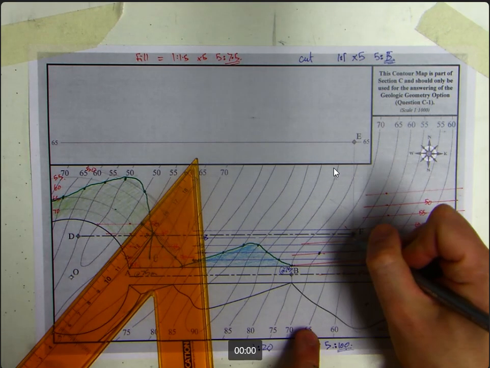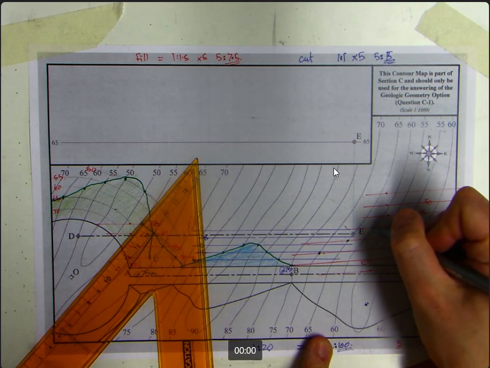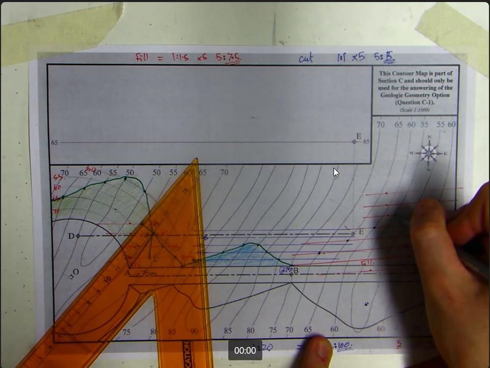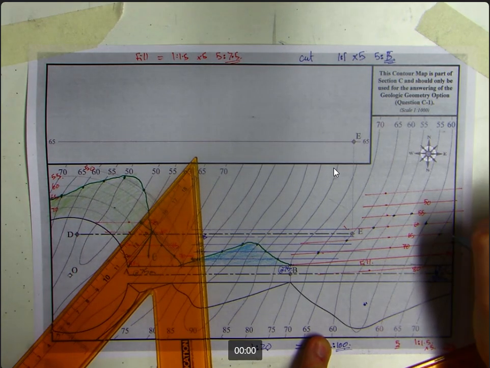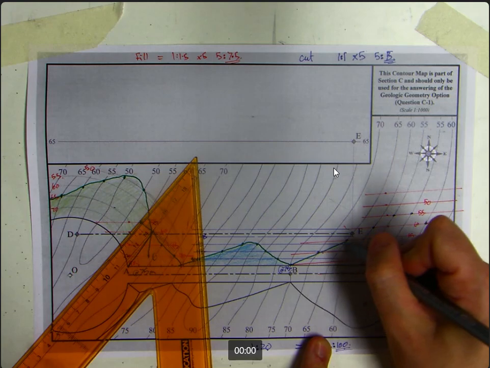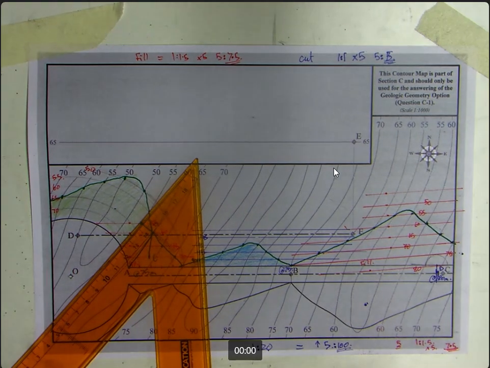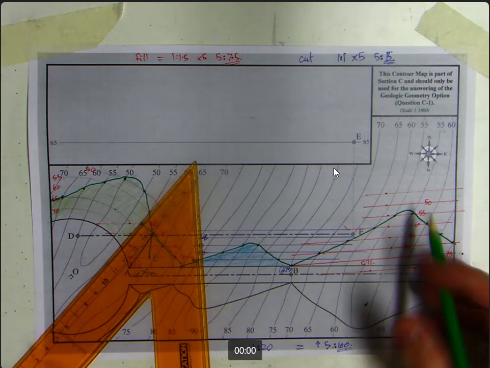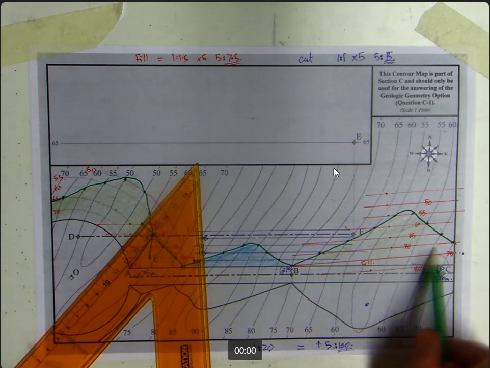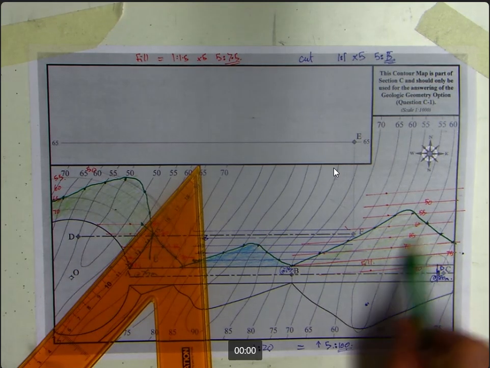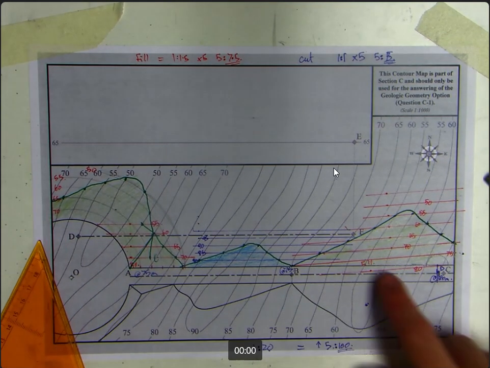75 crosses 75 right there. 70 will cross 70. 65 crosses 65. 60 crosses 60 here. 55 crosses 55 there and there. Then we go back to 60, then we go back to 65. And this is our curve for our fill activity with a sloping road. And again, it's almost symmetrical to the other side. That is our work there. Okay, so that's all of part A complete.